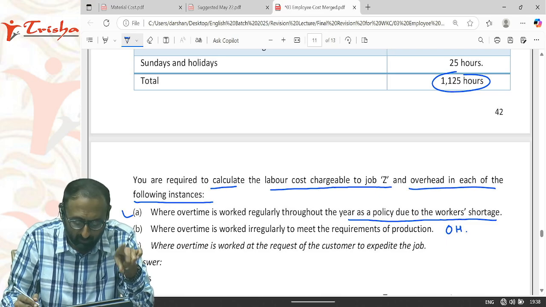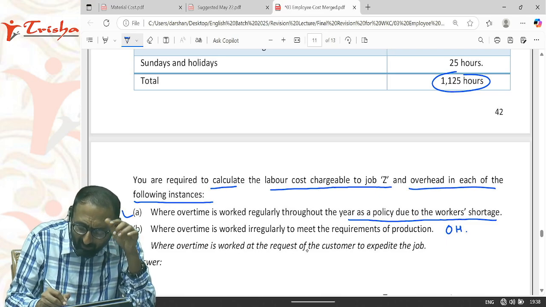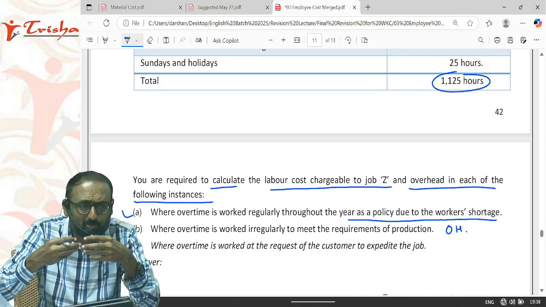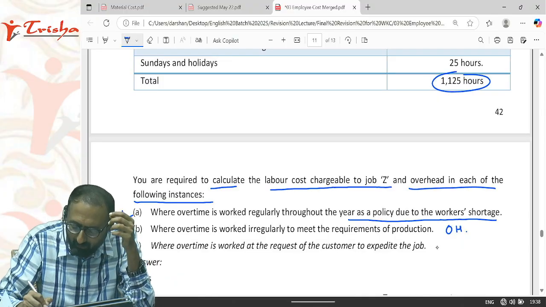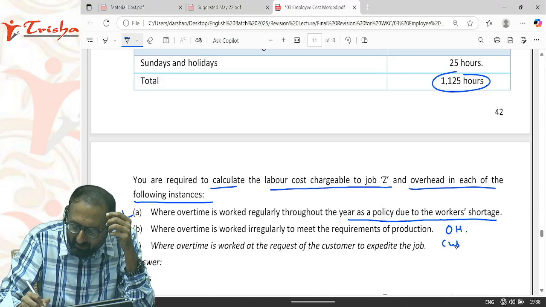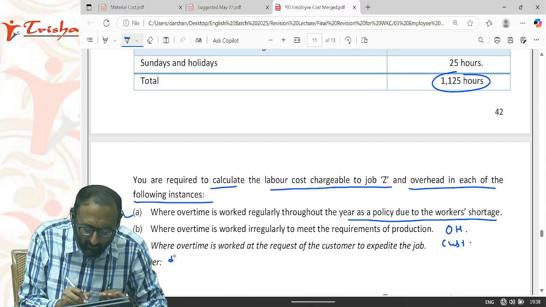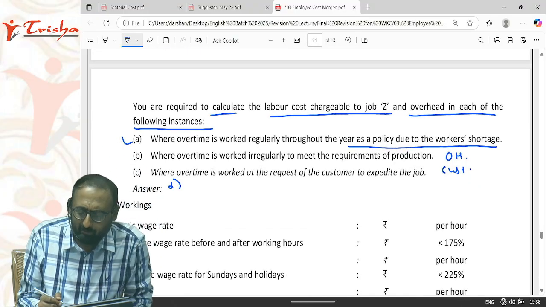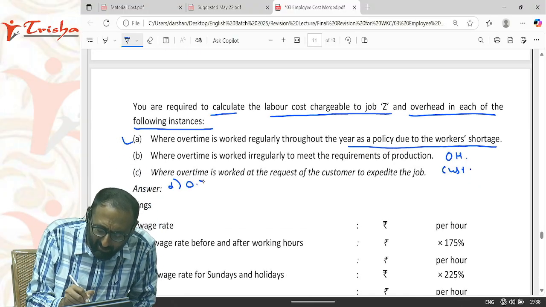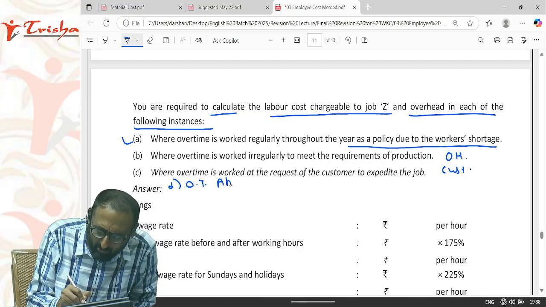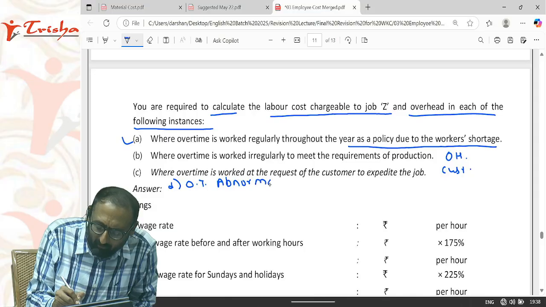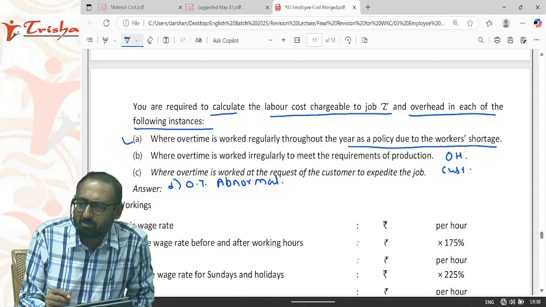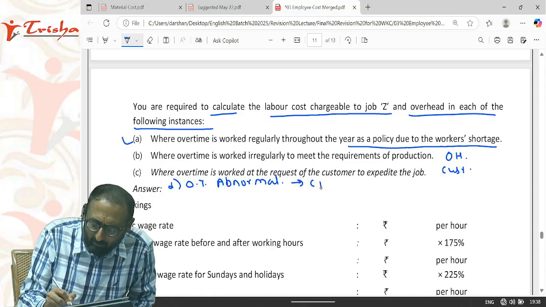Where overtime is worked at the request of the customer to expedite the job, the customer is in a hurry, so it is charged to the customer. One more scenario: overtime is due to an abnormal situation. Then the premium will be transferred to the costing P&L account.